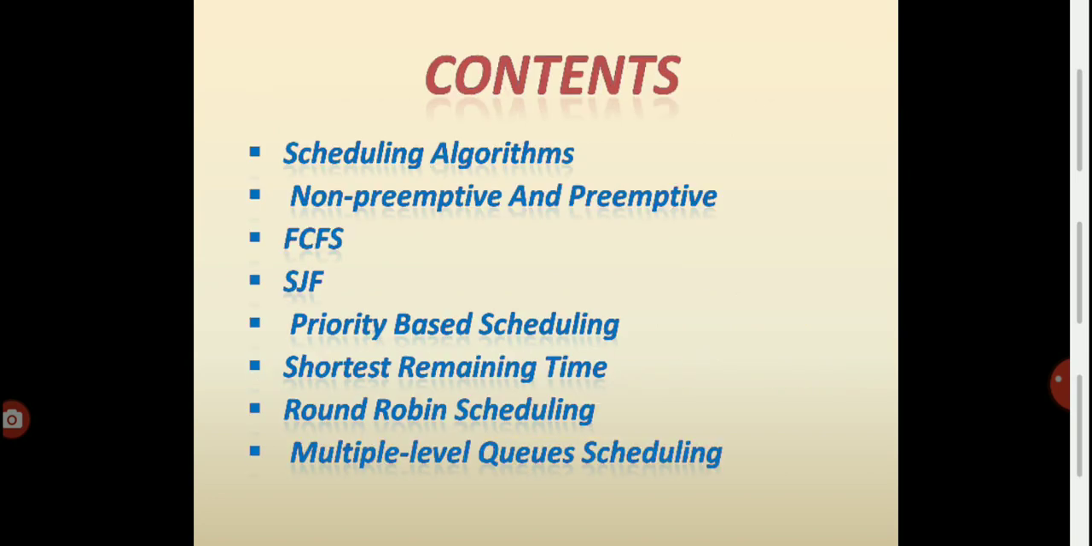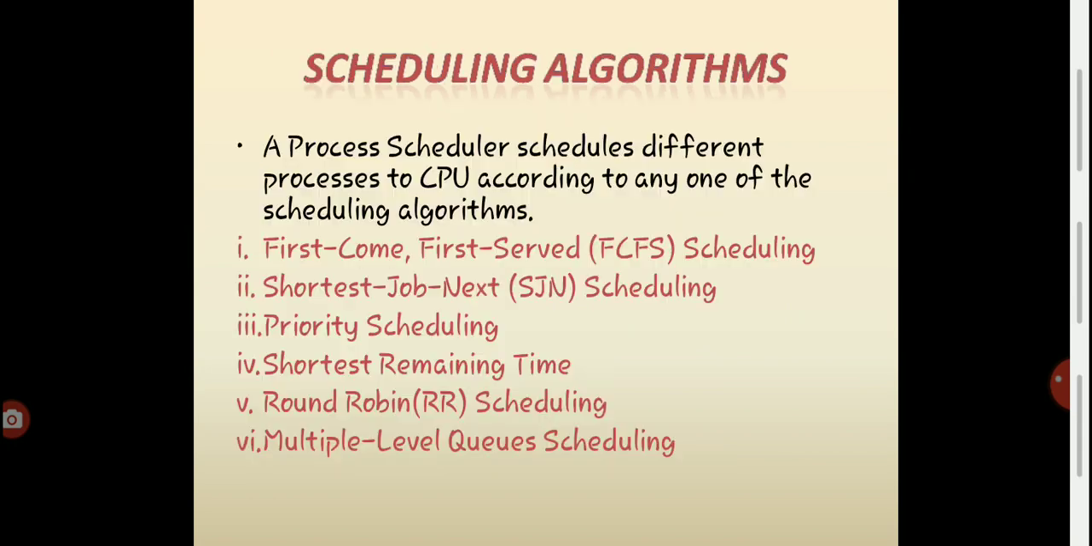These are the contents. First we see the scheduling algorithms. Then we see non-preemptive and preemptive scheduling. Then we see first come first serve, shortest job first, priority based scheduling, shortest remaining time scheduling, round robin, then multi-level queue scheduling. So these are the scheduling algorithms.